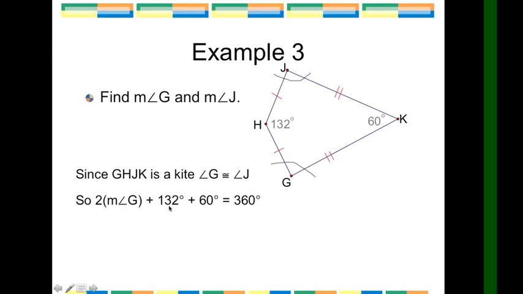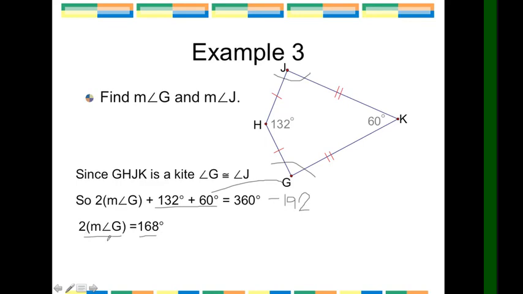Ito yun sa angle H, ito naman yung sa angle K. Two times the measurement of angle G, meaning to say, we let J equal G. Kaya, two times the measurement of angle G. Ginawa natin kasi pareho lang naman sila. Okay? So, 132 plus 60 is 192. If it is 192, ililipat ko siya, negative 192 yon. And we need to subtract, of course. And when we subtract 360 minus 192, we will get 168.